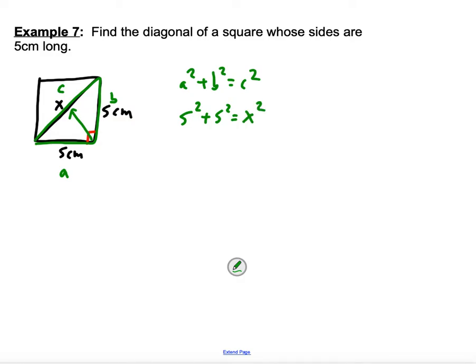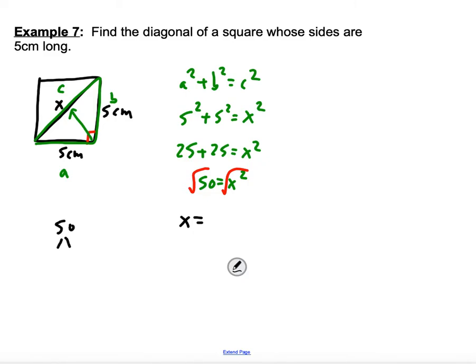So 5 squared there is 25. So 25 plus 25 is 50. You have to undo that squared, so we have to take the square root of both sides. Square root of 50. So you can either break it down.